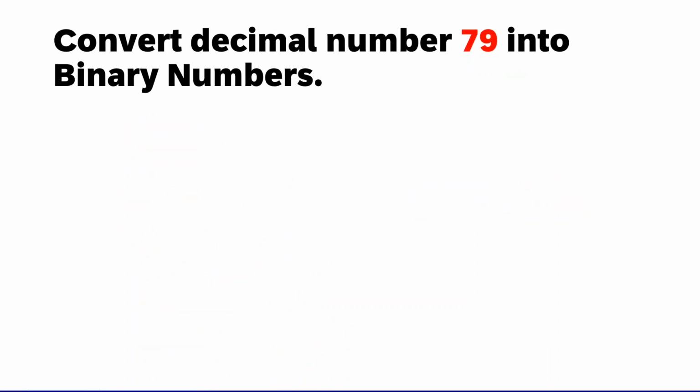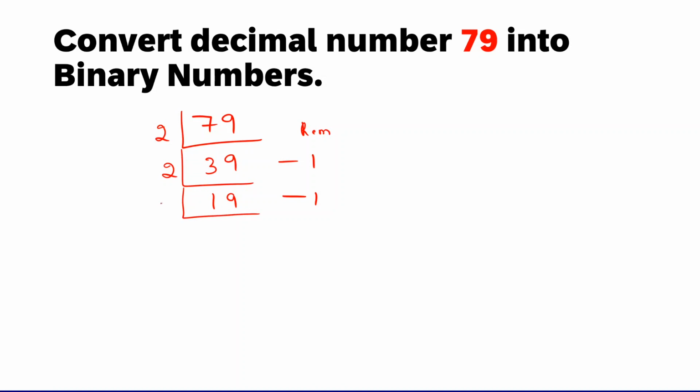Clear, guys? So let us see one more example. Convert decimal number 79 into a binary number. So write down the same process. 79 divided by 2, record the remainder. 2 3s are 6, 2 9s are 18, remainder is 1. Since the quotient is non-zero, repeat the process. Division by 2. 2 1s are 2, 2 9s are, remainder is 1.